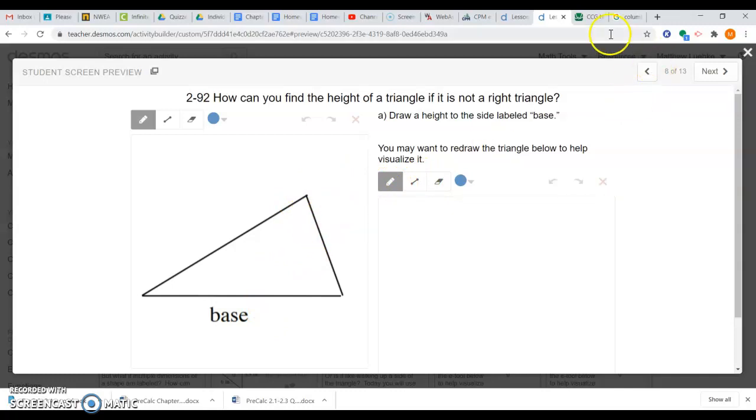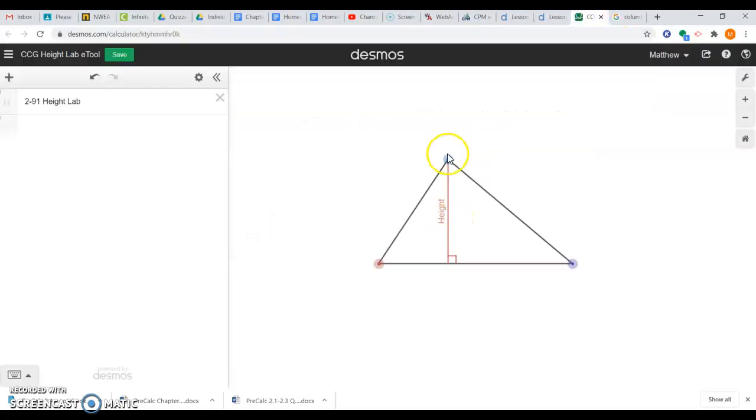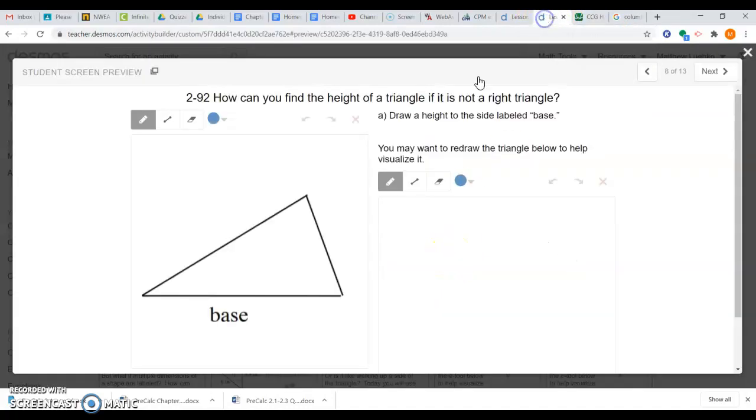And remember too, even if I go back to the e-tool, the height always drops down and creates a 90-degree angle with your base. So keep that in mind as you're working. If you try to draw a height and you say, well, this is the height from here to here, well, that's not 90 degrees with the base. So make sure you're drawing one that has 90 degrees to the base.